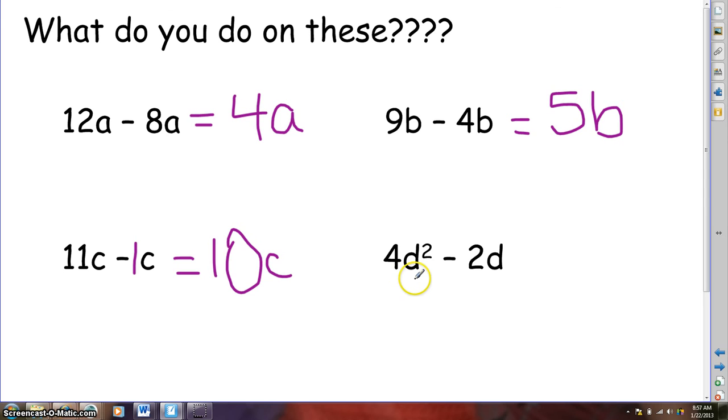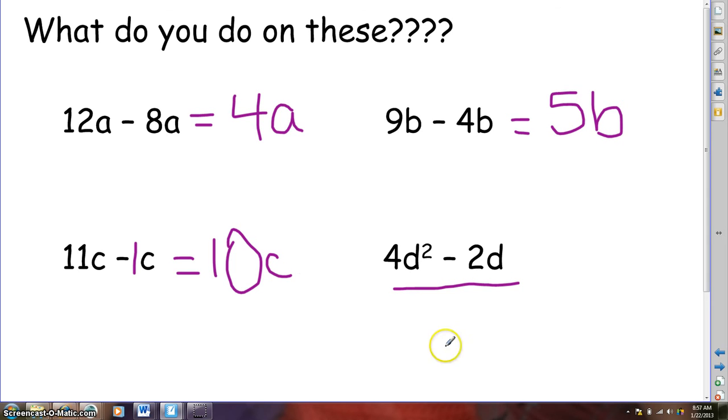And 4d squared minus 2d. On this one, I have a d to the second power and a d. So even though they have the same letter, they don't have the same powers, which means those are not like terms. So I can't put those together, so my answer is simplified. I don't have to do anything to that one. I just rewrite it.